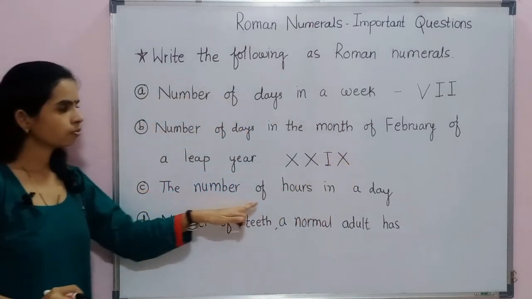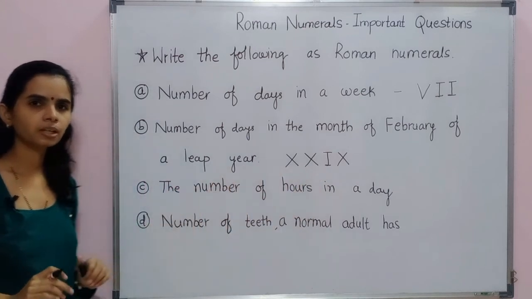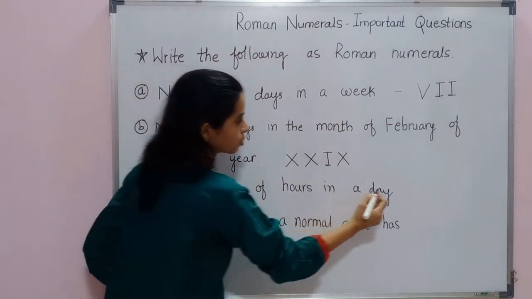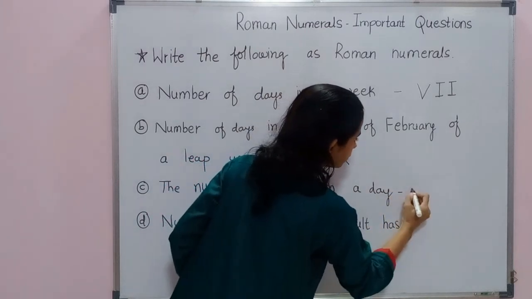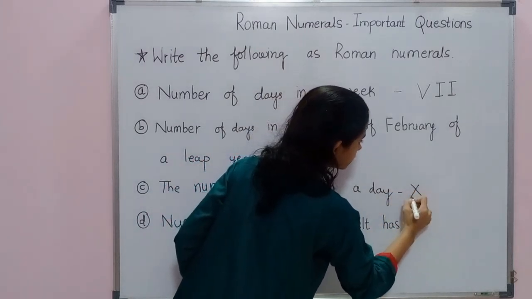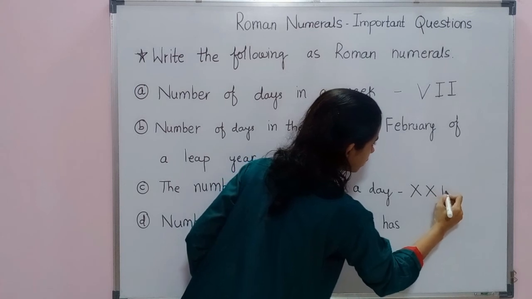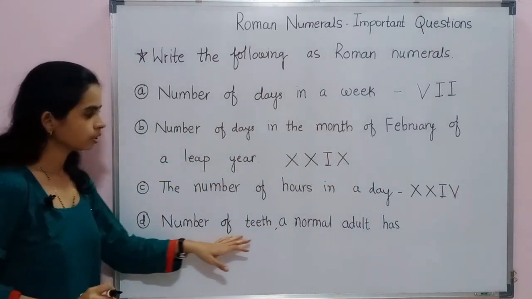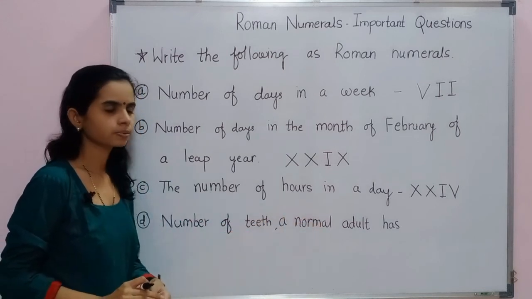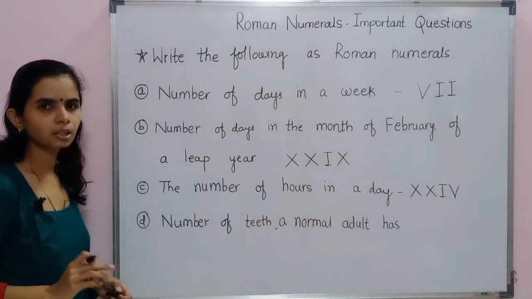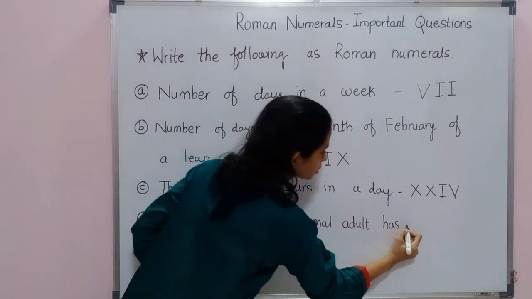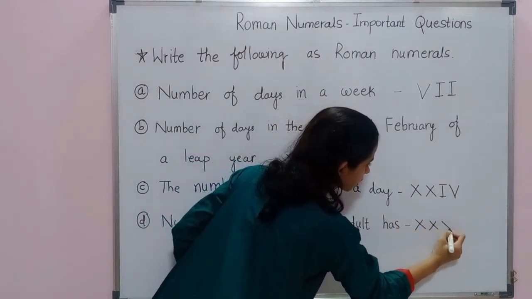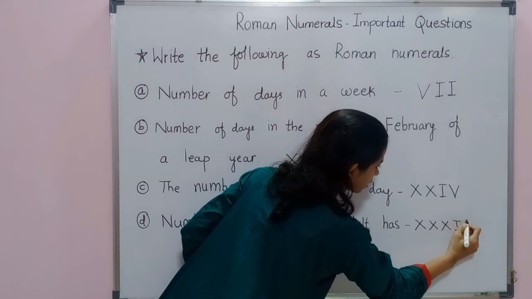The number of hours in a day. There are 24 hours in a day. So 24 means XXIV. The number of teeth a normal adult has. A normal adult has 32 teeth. 32 means XXXII.